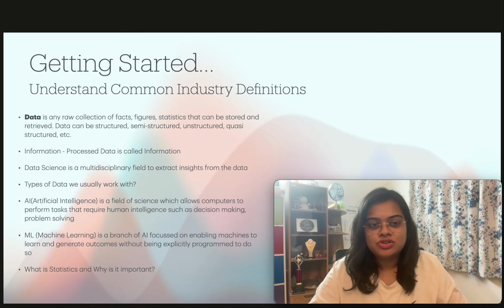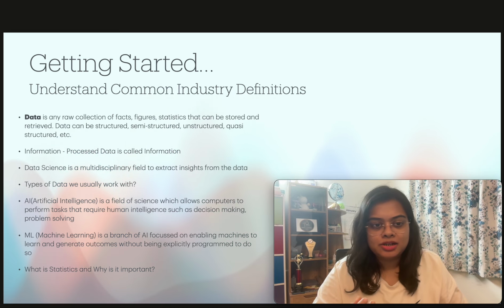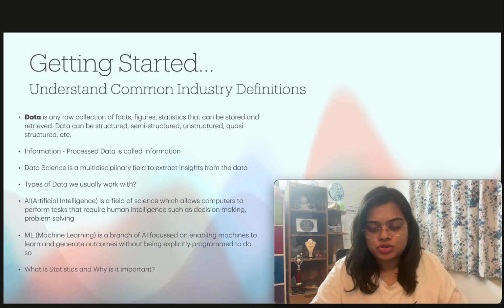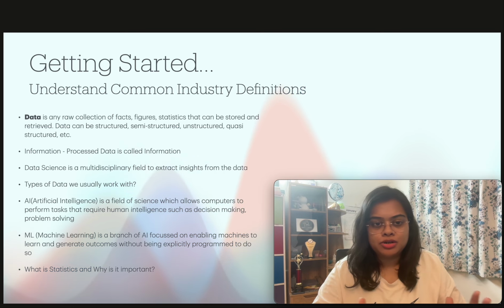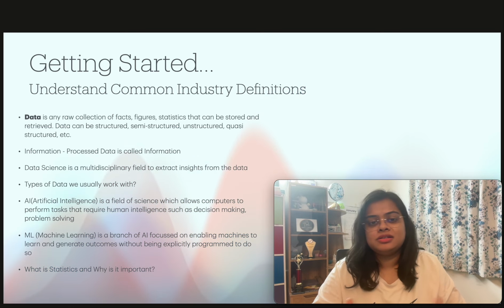And quasi-structured, you'll find it in some places. Primarily, we have bifurcation between structured, semi-structured, and unstructured. But quasi-structured data is data which is basically your event or log data. Any type of log data is considered quasi-structured because it is a little different in format as compared to structured, semi-structured, but it is still not unstructured.